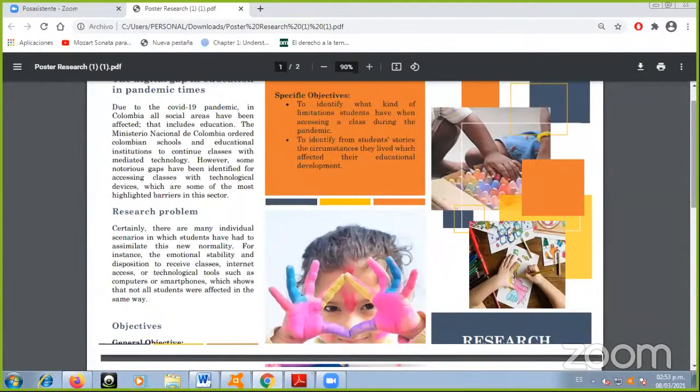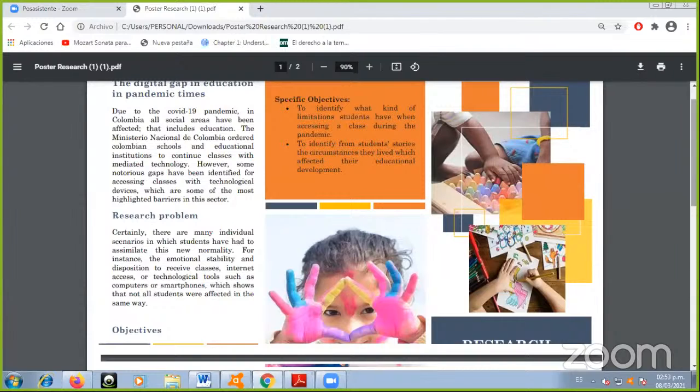Okay, good afternoon, class. Can you hear me very well? Yes. Okay. For specific objectives of our research, we have 2. One is to identify what kind of limitations the students have when accessing a class during the pandemic, and two, to identify from students' stories the circumstances they live which affected their educational development.